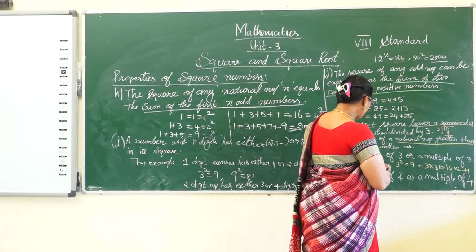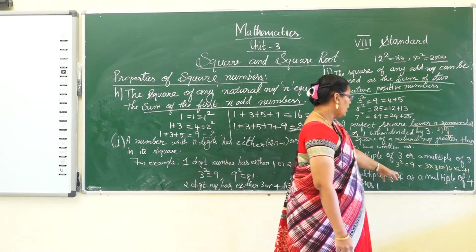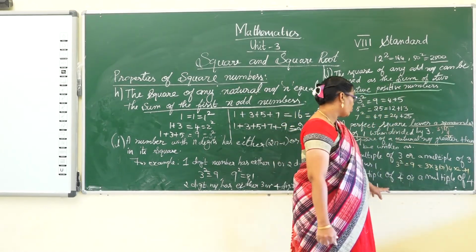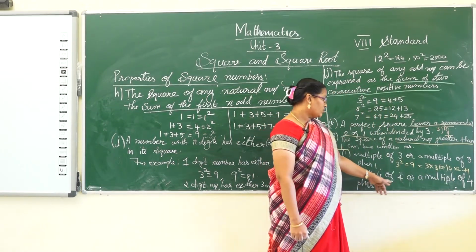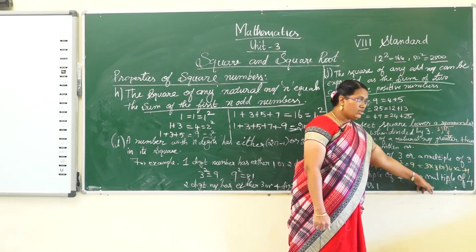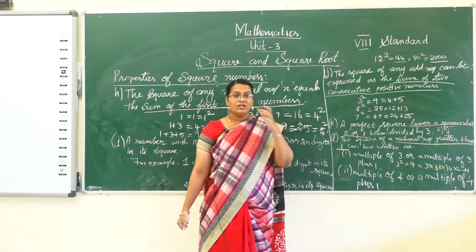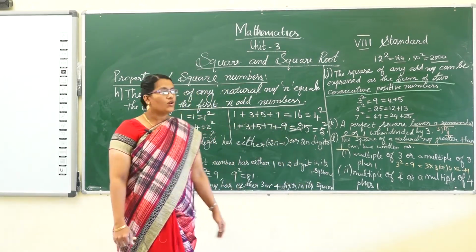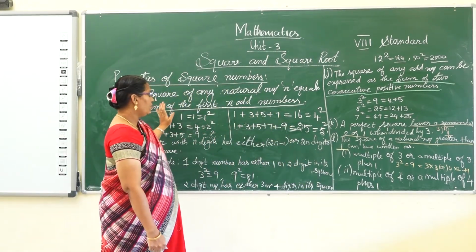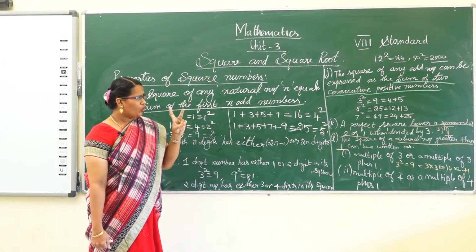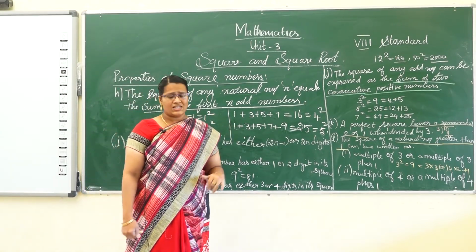And a multiple of 4 or a multiple of 4 plus 1. A multiple of 4 means 4 squared is 16. 4 4s; we have applied the same method in this place. So I hope you all understood today's concept, properties of square numbers. Remaining two properties are pending. We will see them in the next class. Thank you, students.